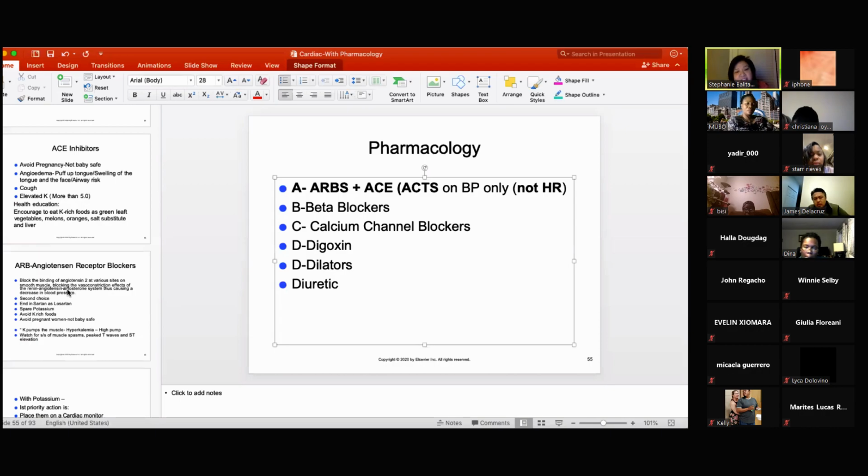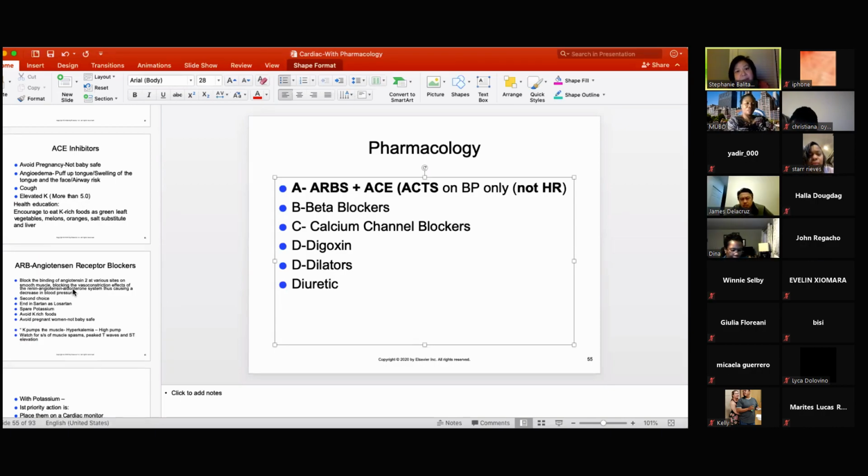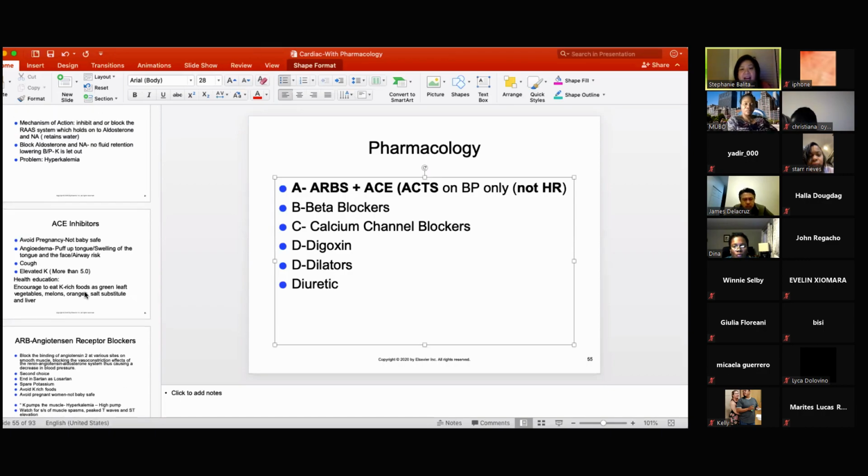your ARBs are your angiotensin receptor blockers. Your beta blockers, calcium channel blockers, digoxin, dilators, and your diuretics. This drug classification focuses on lowering your blood pressure by specifically working on the heart. So they're all of them, all 6 of them, okay?